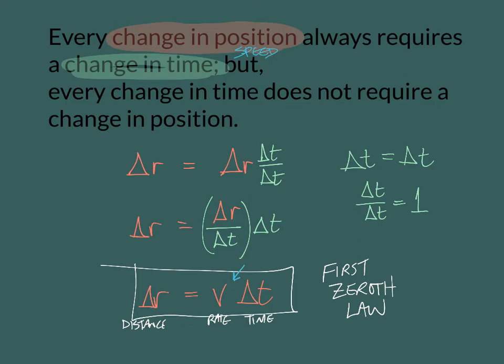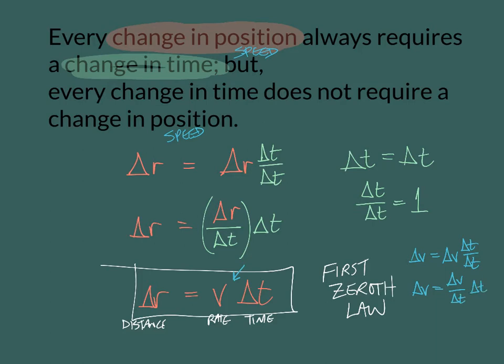requires a change in time, and the same two-way street occurs: every change in time does not require a change in speed. So the structure of the next zeroth law, the second one, is identical to the first one. Every change in speed requires a change in time, but not every change in time requires a change in speed. So guess what we do? We would end up writing every change in speed requires a change in time, which means my change in speed is always related to a change in time.